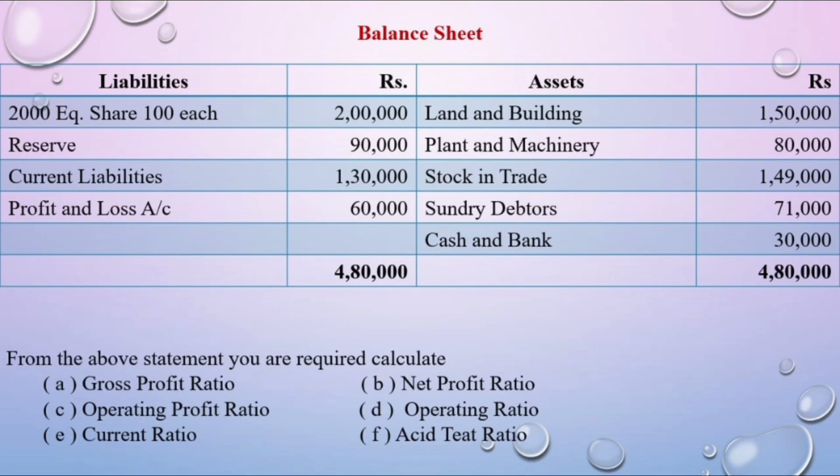Balance sheet as on the date. Liability side: 2,000 equity shares of 100 each, 2 lakhs, reserve 90,000, current liabilities 1,30,000 and profit and loss account 60,000. On the asset side, land and building 1,50,000, plant and machinery 80,000, stock 1,49,000, sundry debtors 71,000 and cash and bank 30,000. For this balance sheet, both liability and asset sides are 4,80,000. Now we calculate gross profit ratio, net profit ratio, operating profit ratio, operating ratio, current ratio and acid test ratio.